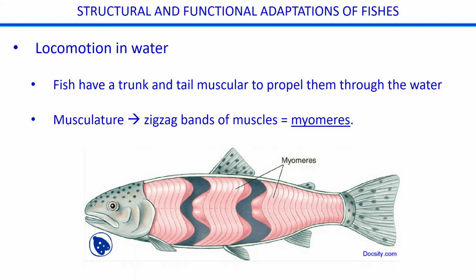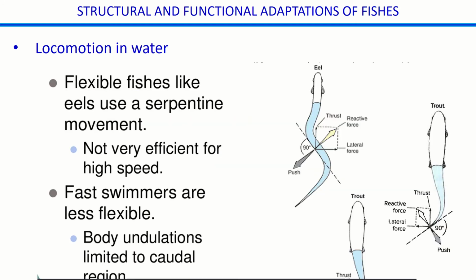And then this is the trunk part of the fish, the head, the trunk, and the tail. Okay? And the trunk with its muscles and the tail with its ability to use it to propel through the water is what is important characteristics.